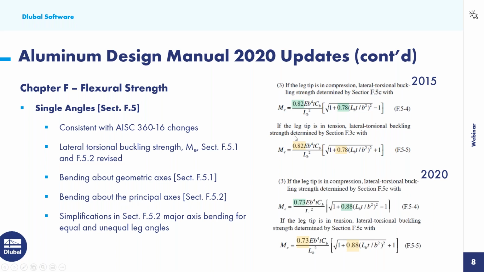So again, doing just a quick comparison here, when we look at equation F5-4 for the leg tip and compression, we can see the difference between the 2015 when we compare that to the 2020 with these coefficients here, just a different value. Same thing for the leg tip and tension, equation F5-5, again, different values here for those coefficients. We're also going to see further simplifications in section F5.2.